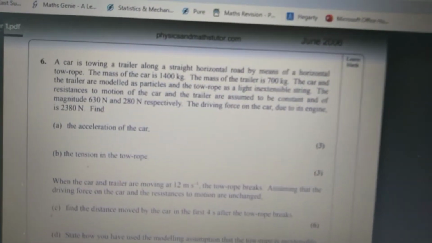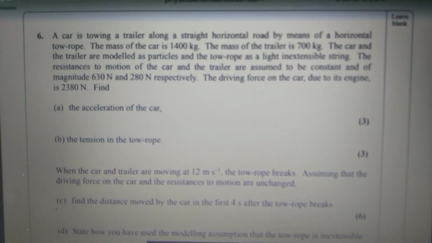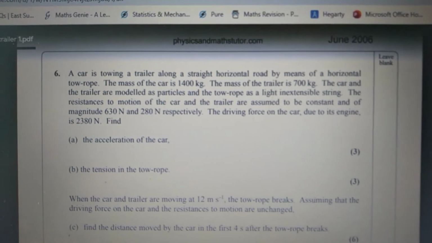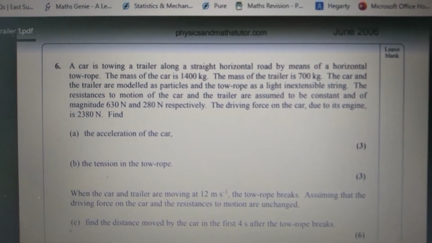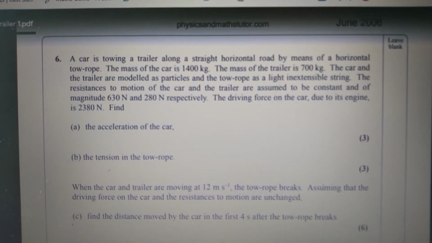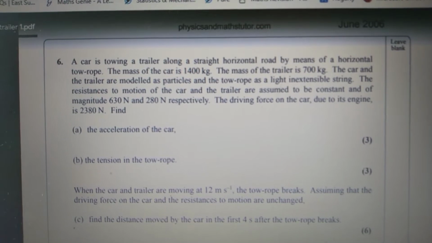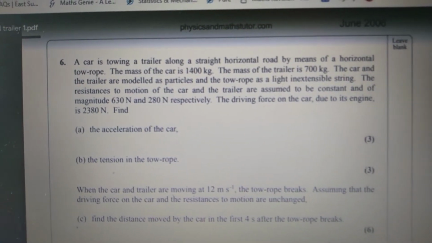Hi there, this is question 1 that I've given you on cars and trailers, looking at F equals ma with combined objects. So here, if you get the question in front of you, we've got a car and a trailer. And the first thing I'm going to do is translate that into a diagram because there isn't one.